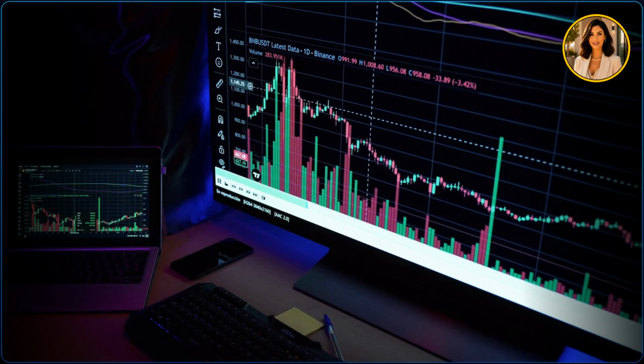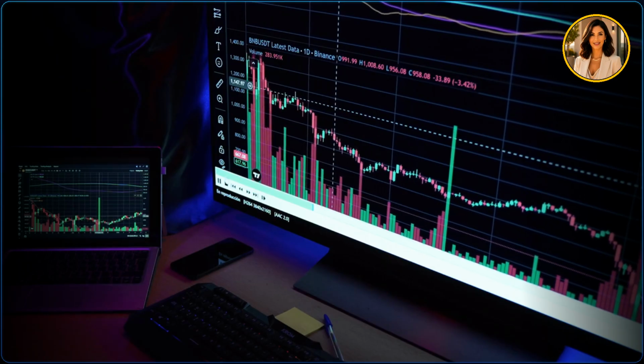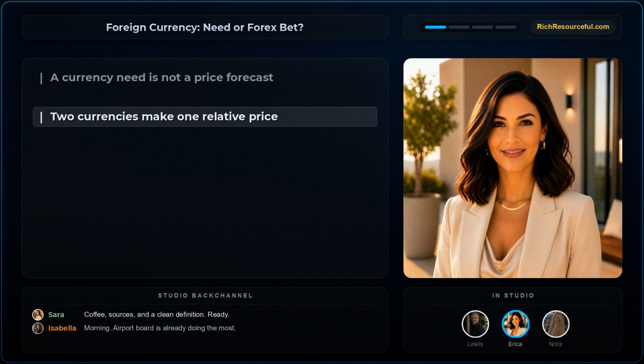A currency exchange is a relative price. One unit of one currency is priced in another currency. That's why a statement like "the euro is up" is incomplete until we ask, up against what, over which period, and for whom? The International Monetary Fund defines an exchange rate as the price of one currency in terms of another. That definition is plain, but it prevents a great deal of loose thinking.